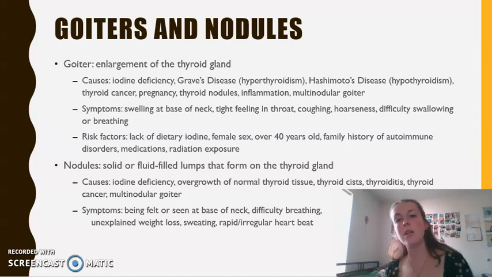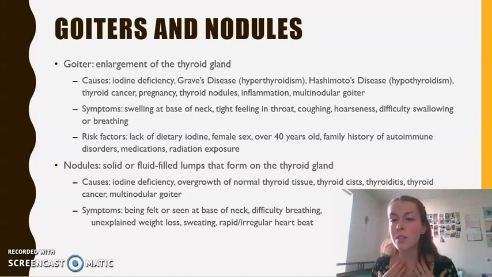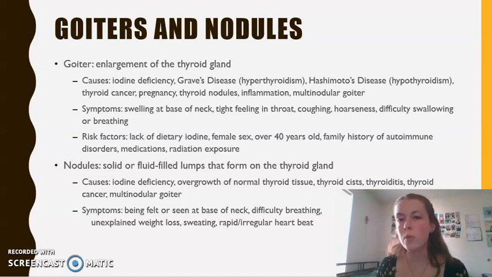Nodules are solid or fluid-filled lumps that form on the thyroid gland, and a lot of people actually have these. They just go undetected because they're so small and they're not causing any symptoms. They're asymptomatic. So these, again, could be caused by that iodine deficiency, or they could just be an overgrowth of normal thyroid tissue, inflammation, and that thyroiditis, a cyst, but they could possibly be cancerous or a multinodular goiter.